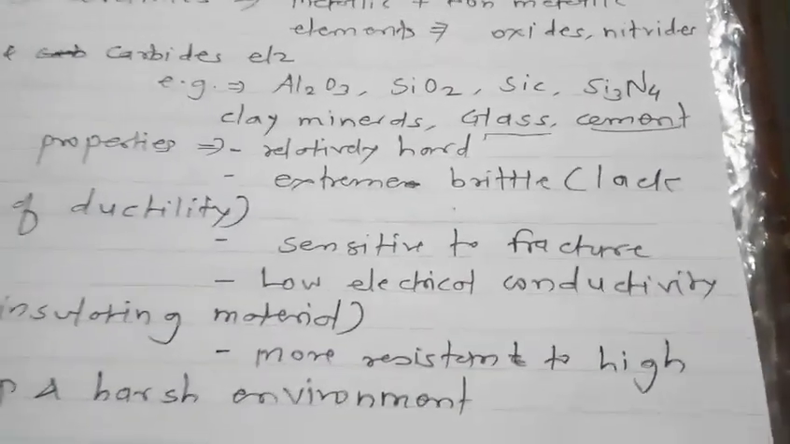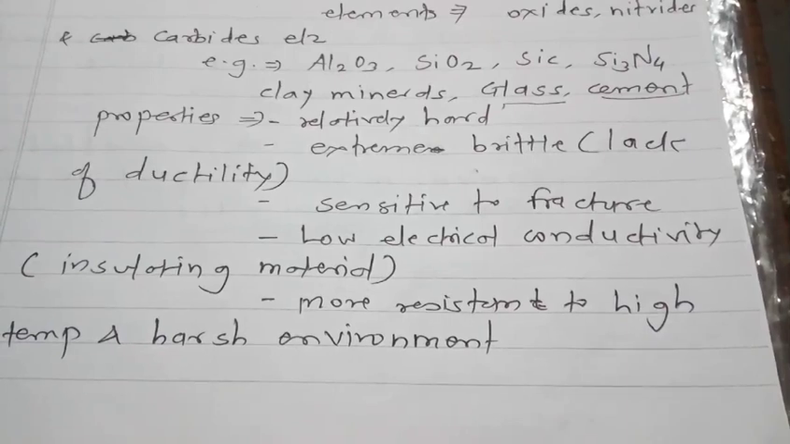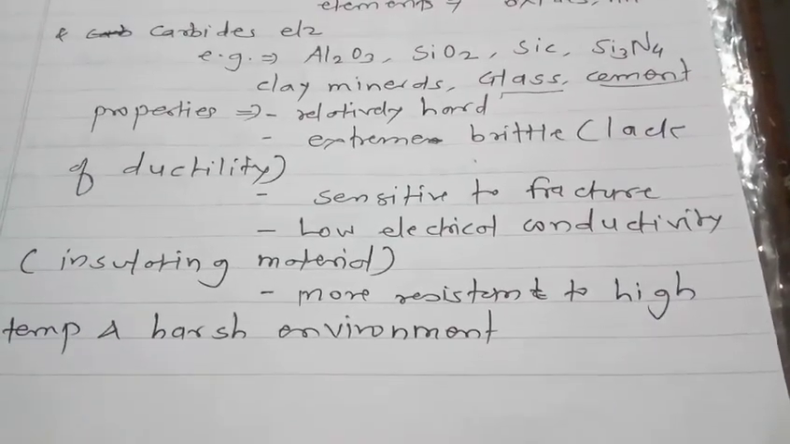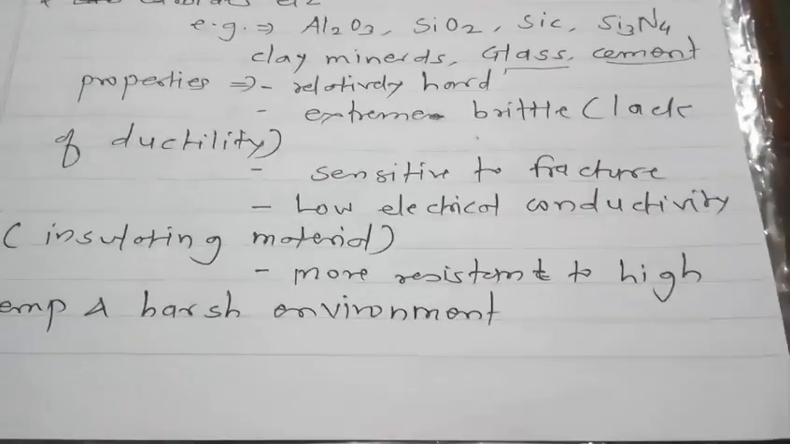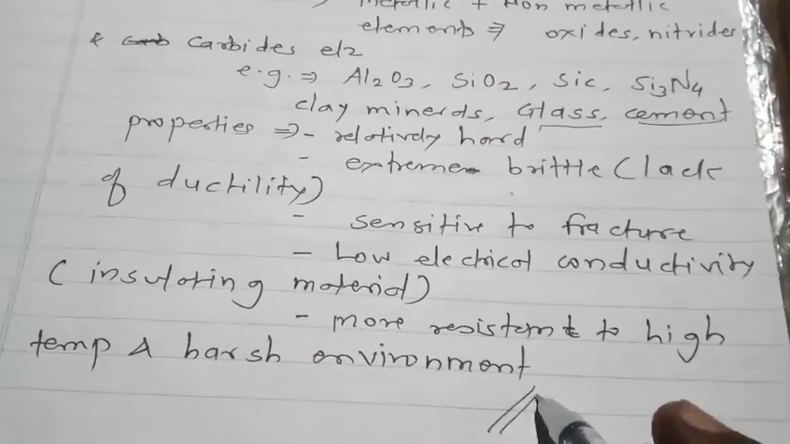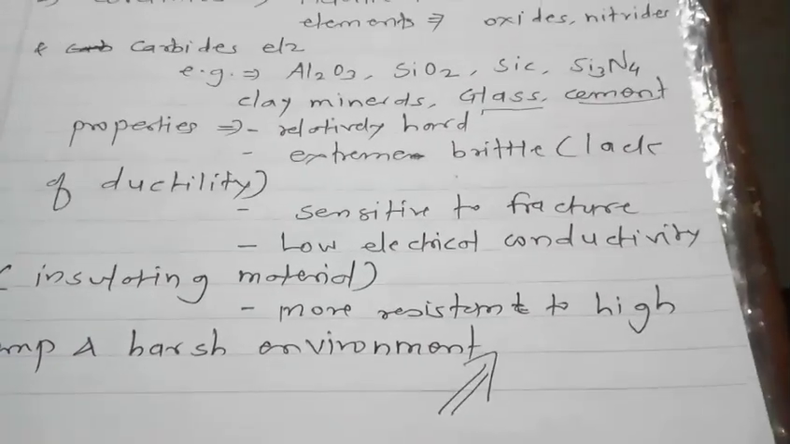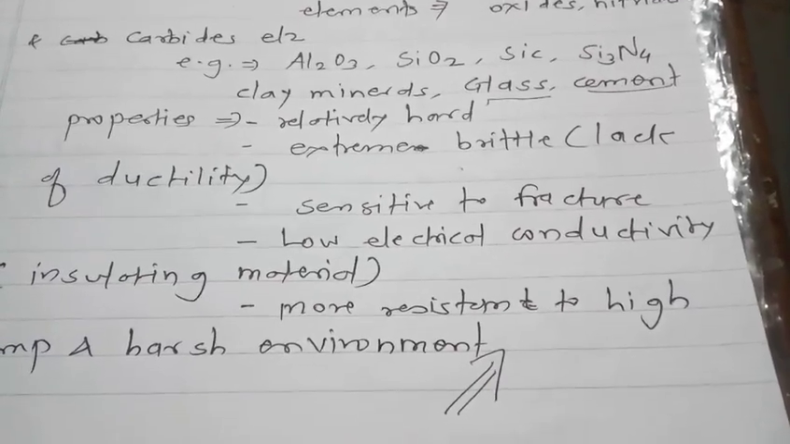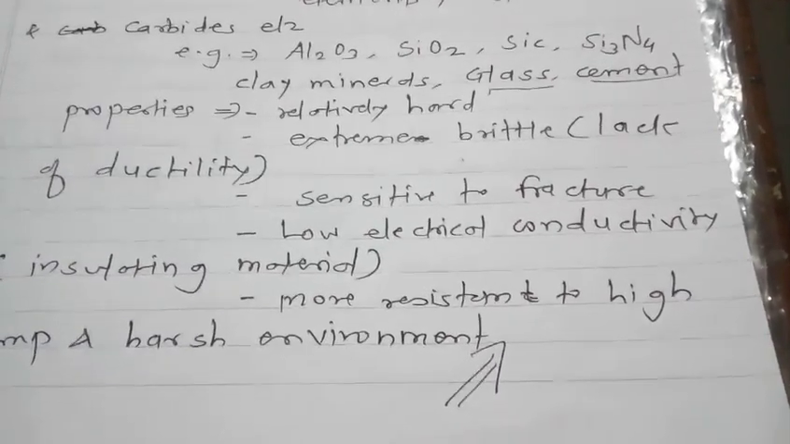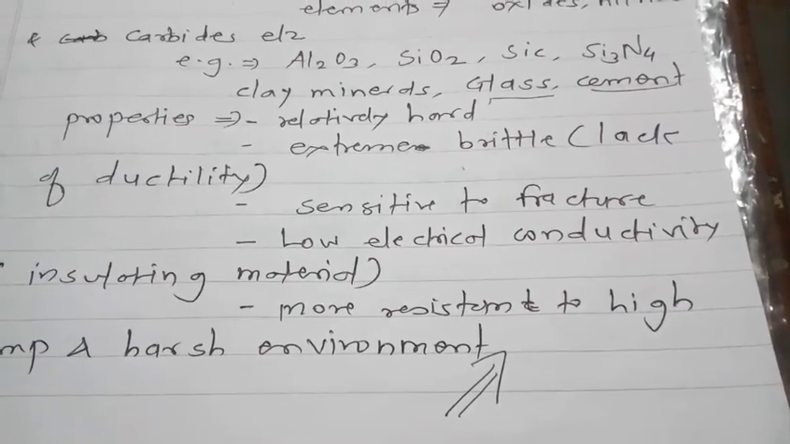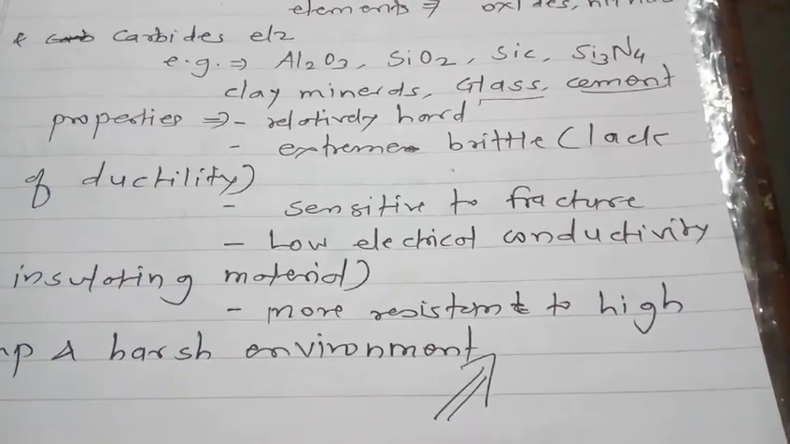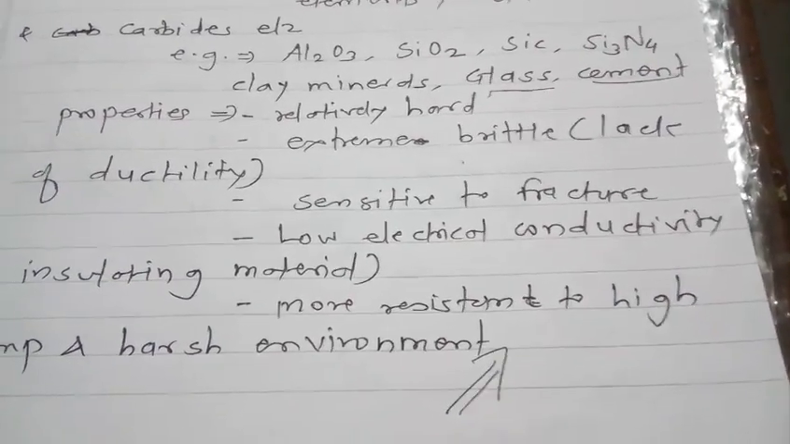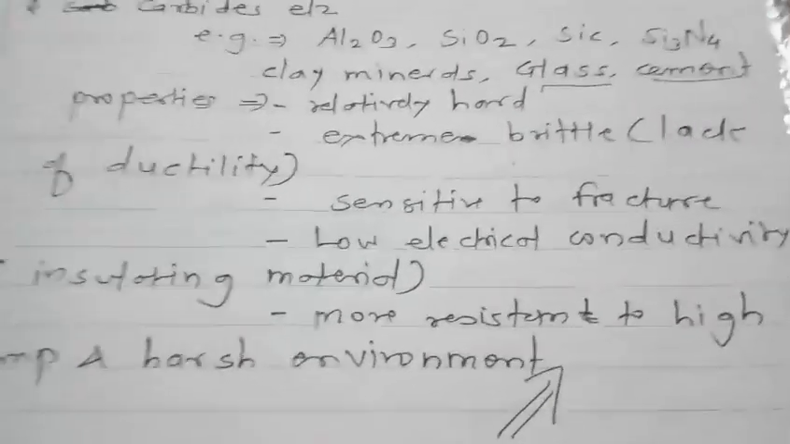Then low electrical conductivity, which is also called insulating material. The conductivity of ceramics is low compared to metal. A positive property of ceramics is resistance to high temperature and harsh environments, right? Metals are definitely sensitive to corrosive environments, but ceramics are more resistant to high temperature and harsh environments, right?